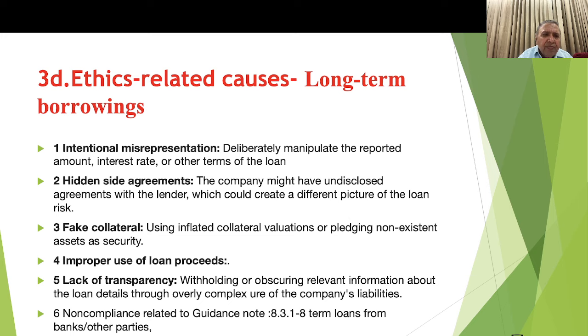Ethics related causes: intentional misrepresentation, for example, deliberately manipulating the reported amount, interest rate or other terms of the loan, hidden side agreements like the company might have undisclosed agreements with the lender which could create a different picture for the loan risk, fake collaterals, using inflated collateral valuations or pledging non-existent assets as security, improper use of loan proceeds, lack of transparency, withholding or obscuring relevant information about the loan details through the overly complex use of the company's liabilities, non-compliance to the guidance note 8.3.1.8 terms and loans from banks and other parties.